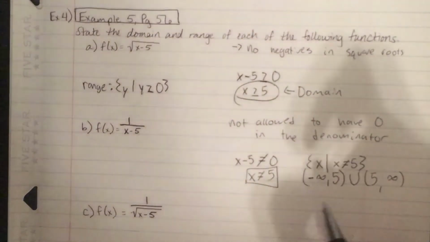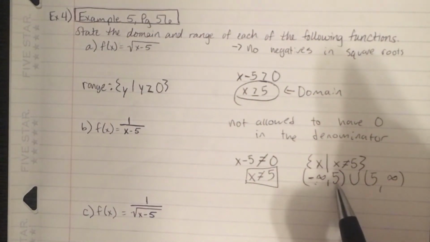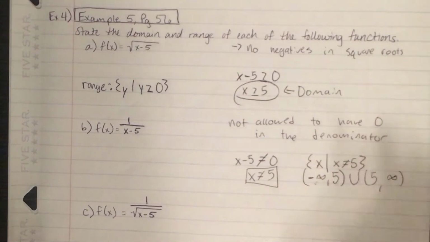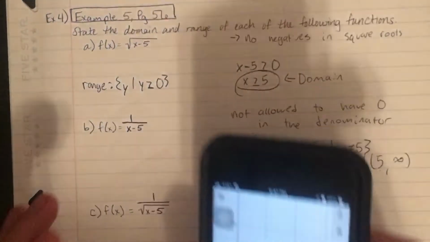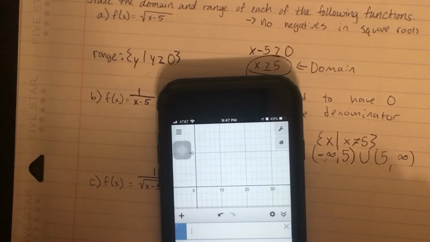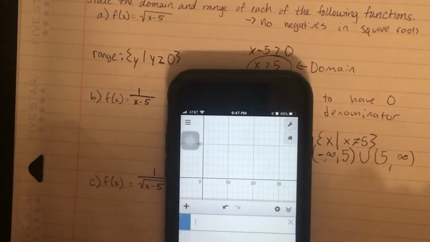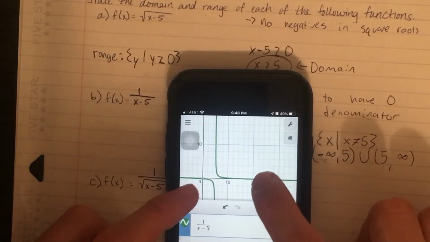So we're going to write all the numbers except for 5, and then from 5 to the biggest number we can think of. So that's just a way to exclude 5. Then I'm going to go back and graph 1 over x minus 5 here. Again, if you don't have the Desmos app, I would probably get this or some other kind of graphing calculator app. It is pretty sweet.